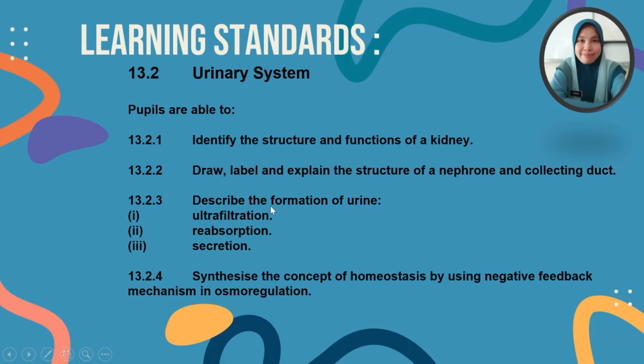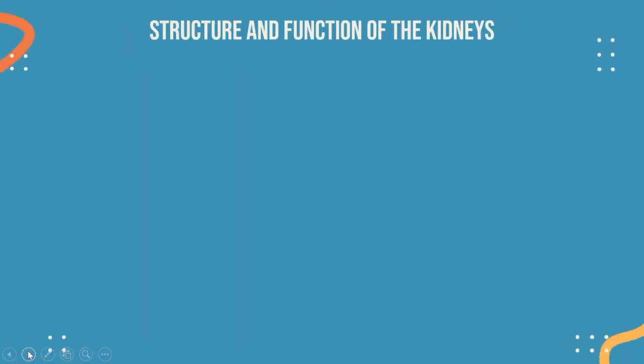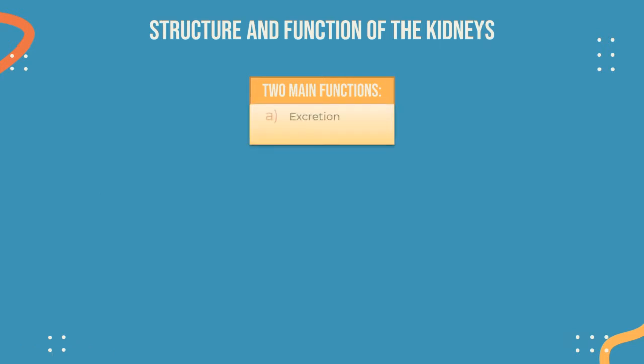The processes that you have to understand are ultrafiltration, reabsorption, and secretion. I repeat, ultrafiltration, reabsorption, and secretion. Number 4, synthesize the concept of homeostasis by using negative feedback mechanism in osmoregulation. These are the learning standards for 3.2 Urinary System. So let's go to the structure and function of the kidneys.